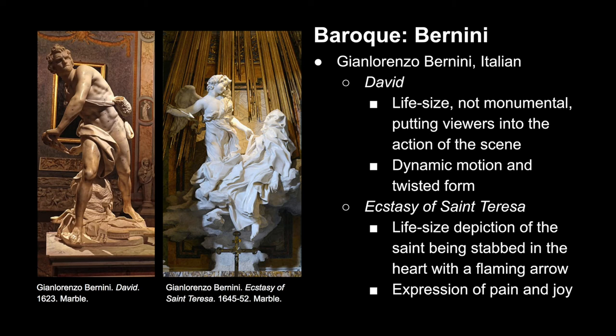This sculpture shows the saint being stabbed in the heart with a flaming arrow, and her expression is that of pain and of joy. As a result, her body and her expression are more contorted and awkward and emotive and dramatic, rather than the calm and relaxed style of the Renaissance.